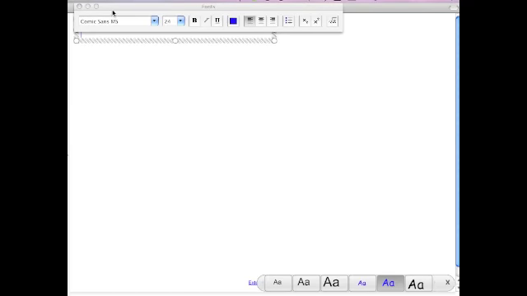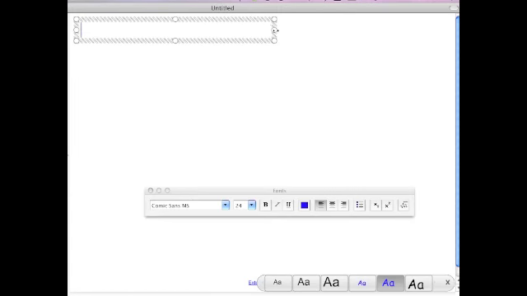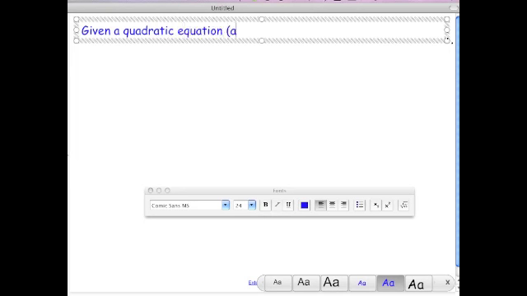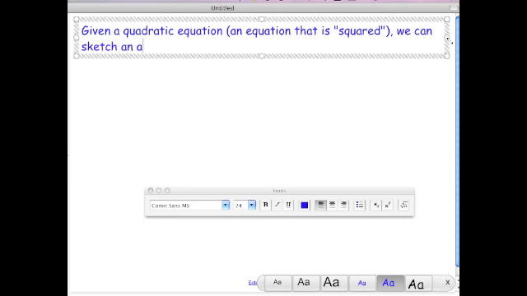Just take a moment to read this. Hopefully you can ignore my typos. So a quadratic equation is an equation that's squared.